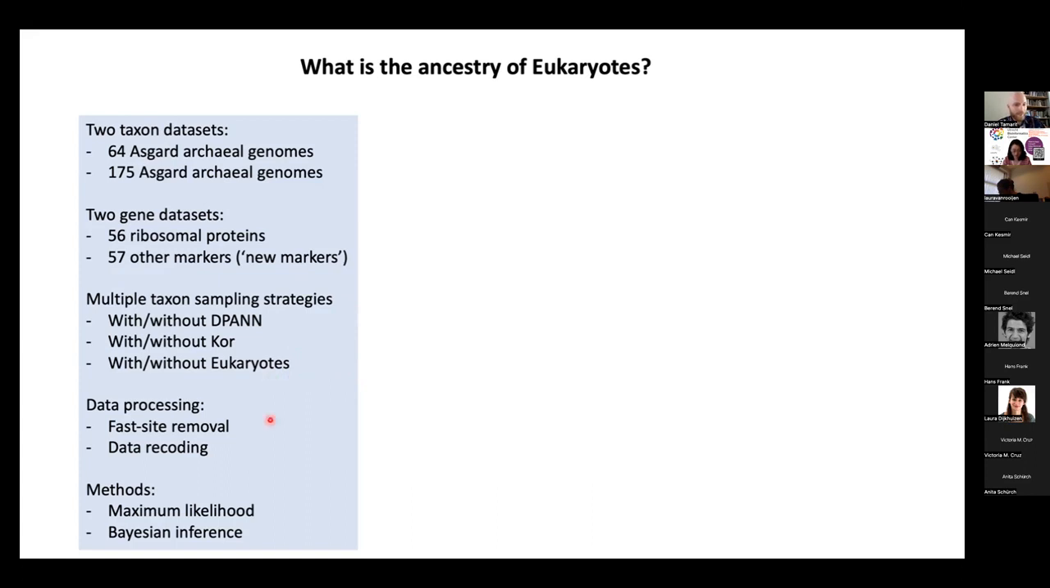Besides this, I will explain a bit better the effect of data processing. This was really essential to squeeze out very deep evolutionary signals from our alignments. And we performed also multiple methods to try to see if they converge to the same solutions. And fortunately, they did.